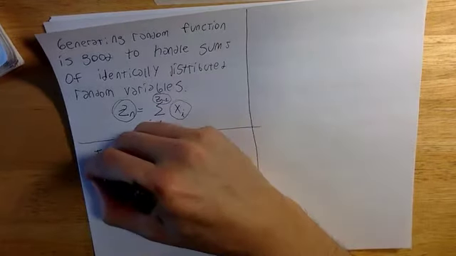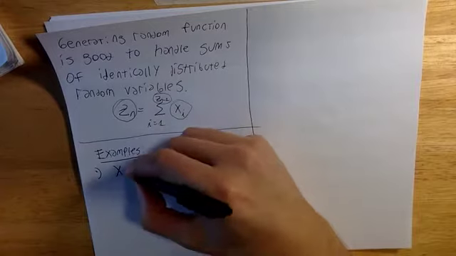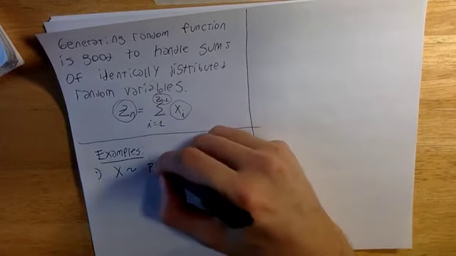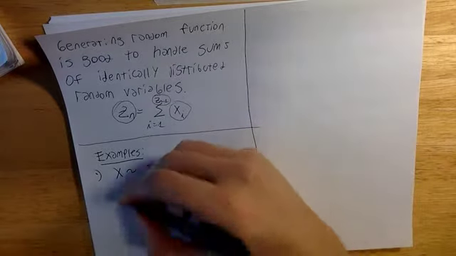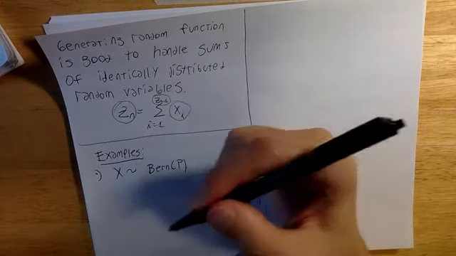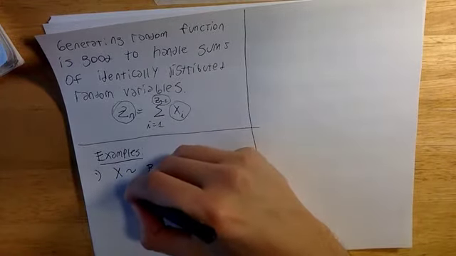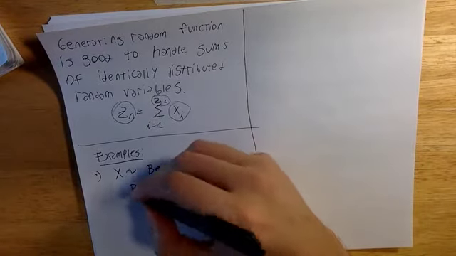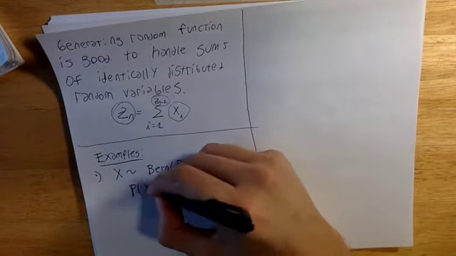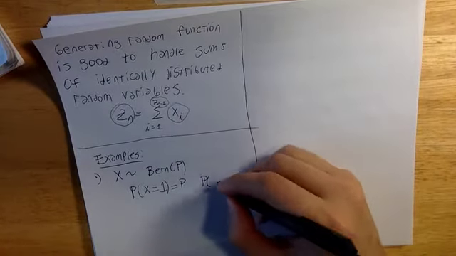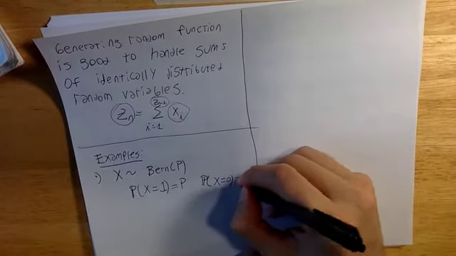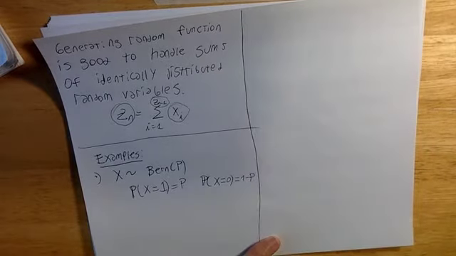Examples. Let's say that X is a Bernoulli variable with parameter p. So the probability that X is equal to 1 is equal to p, and the probability that X is equal to 0 is equal to 1 minus p.